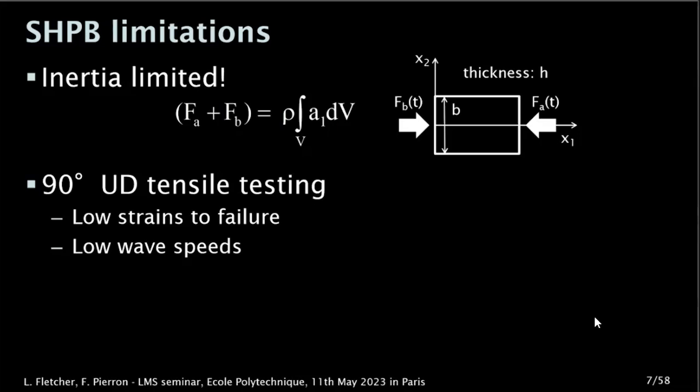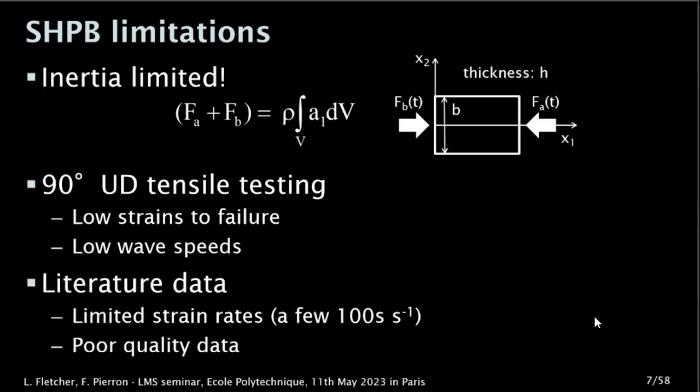In the 90-degree direction, when you have the fibers running perpendicular to the load line, you have very low strain to failure in tension, and also generally low wave speed, a couple of kilometers per second. And so if you look at the data in the literature, generally it's quite poor in the elastic range.